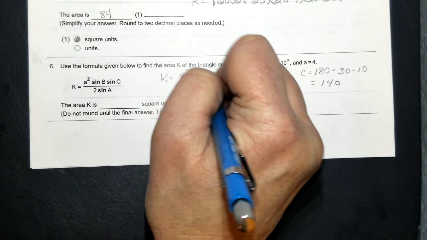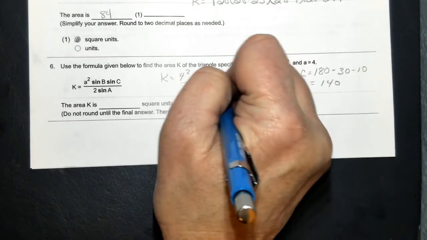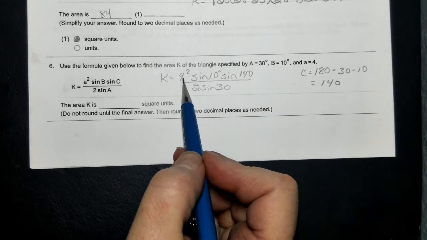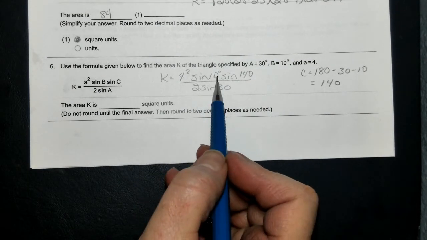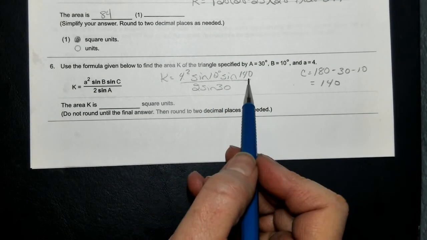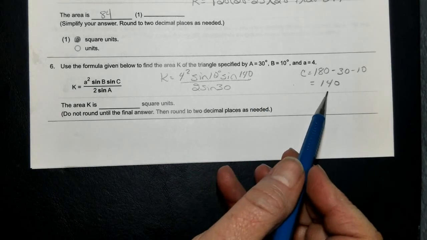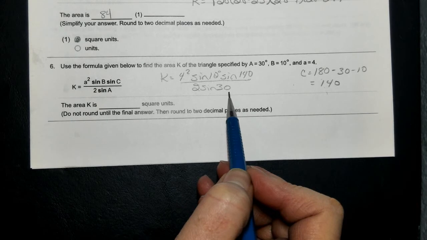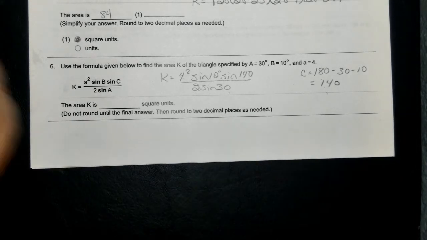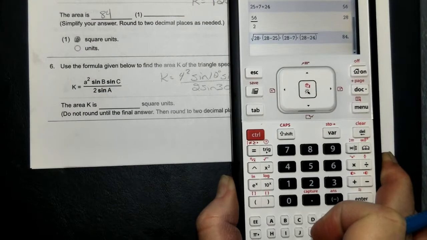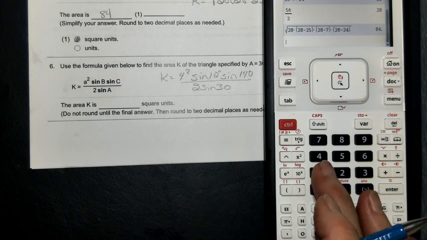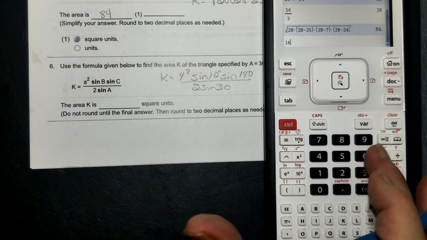If we know 2 angles, we know all 3. 2 sine of 30. Okay, make sure you understand where I got everything. This is A squared. Sine of 10, 10 was B. C was 140, which I got from subtracting A and B from 180. And then 2 sine of A, which was 30. So I'm old school, so I'm going to leave that there. I'm not going to do 4 squared. I know it's 16.